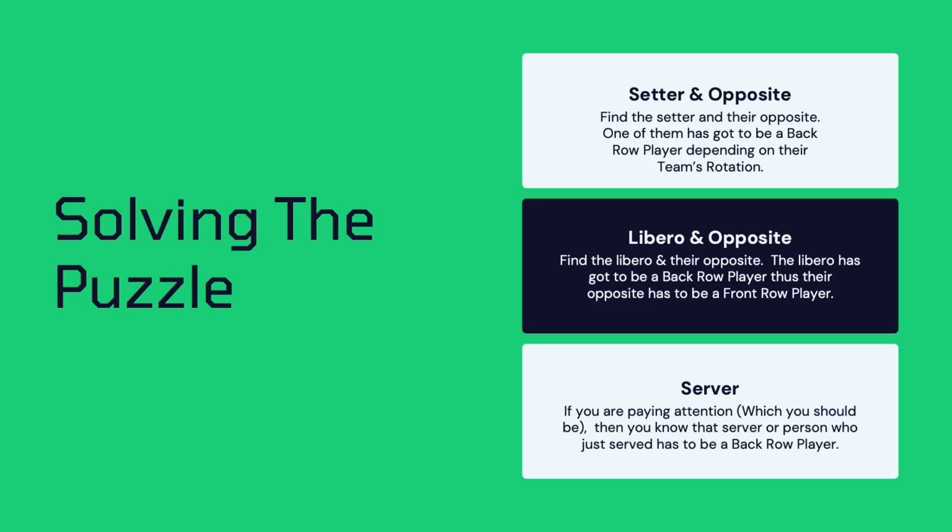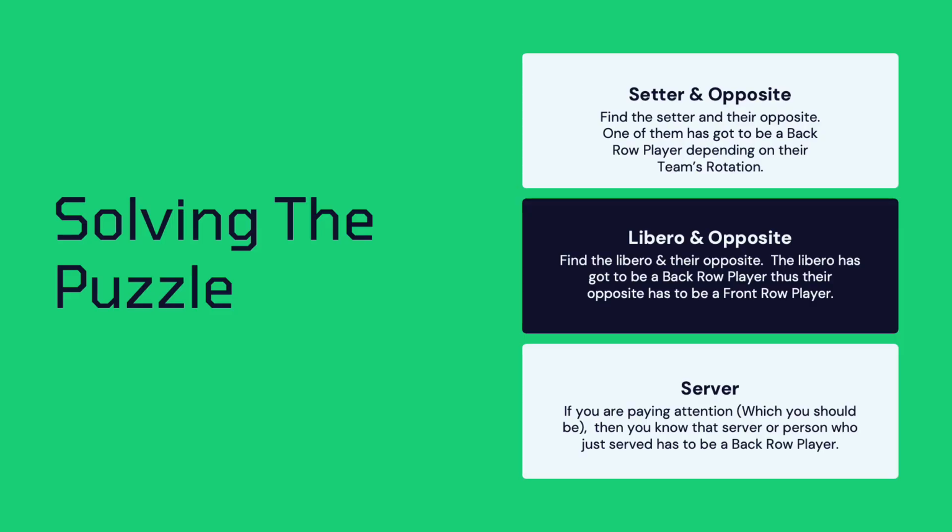Now, we have talked about opposites. We have talked about setters. We have talked about liberos. We have talked about rotations. Now let's see if all this knowledge helps us solve the puzzle of identifying back row players.